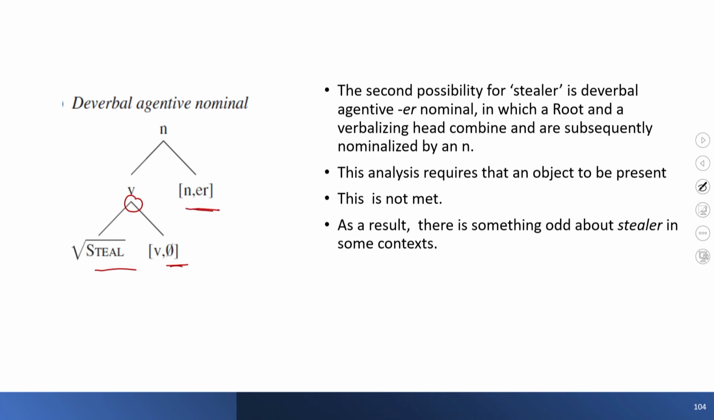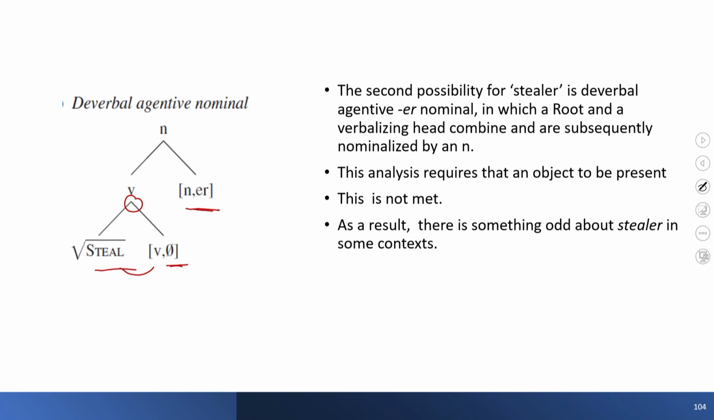So, in this case the stealer is a deverbal agentive -er nominal in which a root and a verbalizing head combine, and then in the next level it gets nominalized by an n. So, for this analysis to hold, there has to be an object that the person steals.